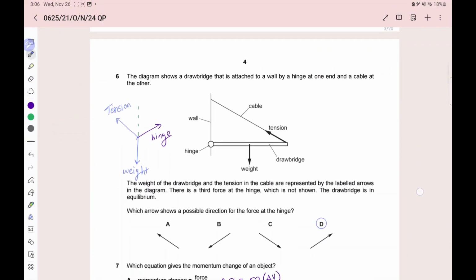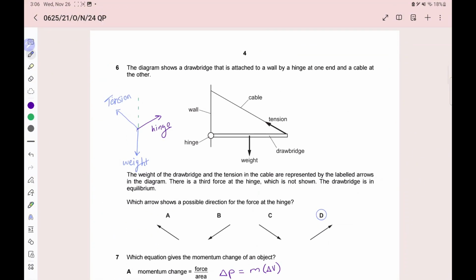Okay, so for question 6, the diagram shows a drawbridge that is attached to a wall by a hinge right here at one end and a cable at the other. The weight of the drawbridge and the tension in the cable are represented by the labeled arrows. There is a third force at the hinge, which is not shown. The drawbridge is in equilibrium. Again, keyword equilibrium. So which arrow shows a possible direction for the force at the hinge?